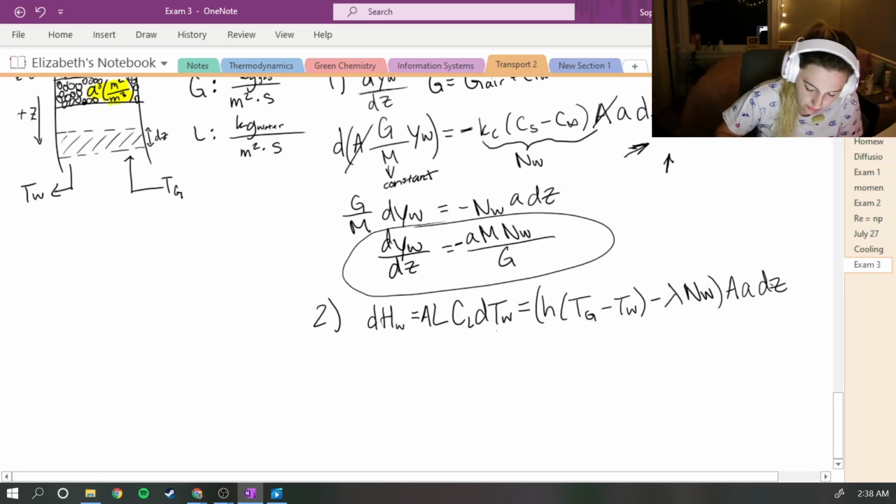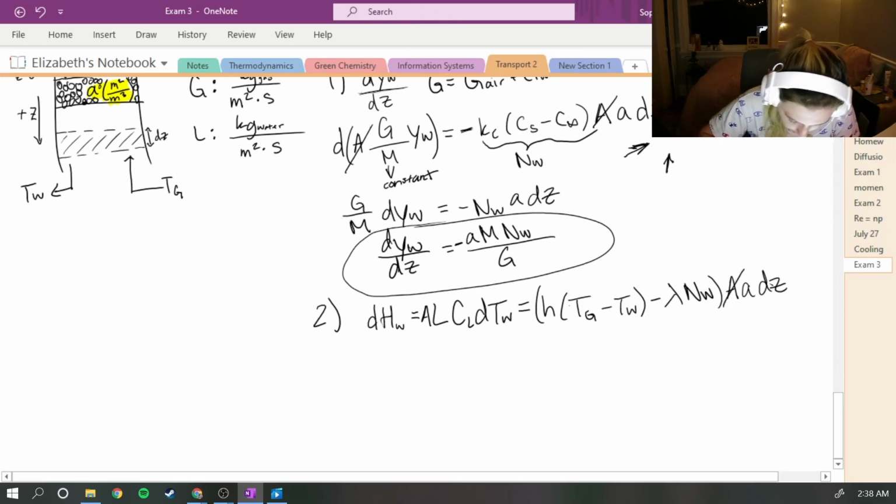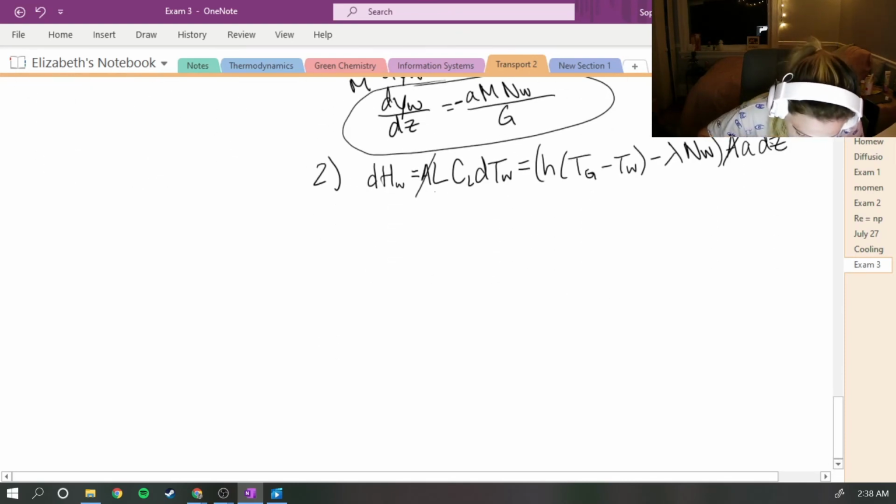So now we have our change in temperature of the water, and we just need to divide by dz, do a bunch of simplification, and then we can move on to the third one. So, alright, the cross-sectional areas cancel out. Then we can move this over here.